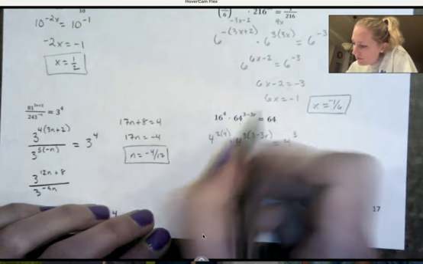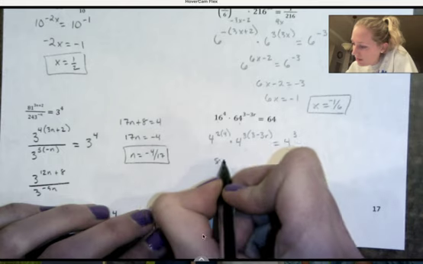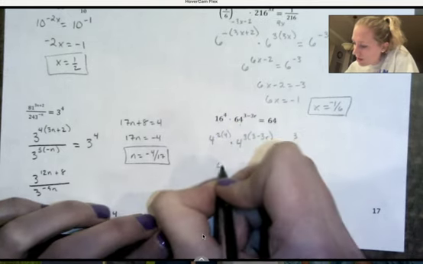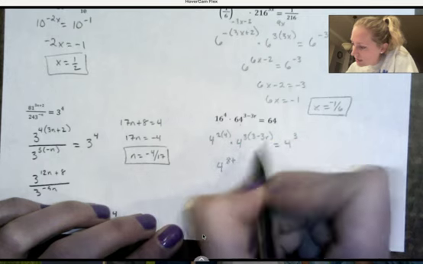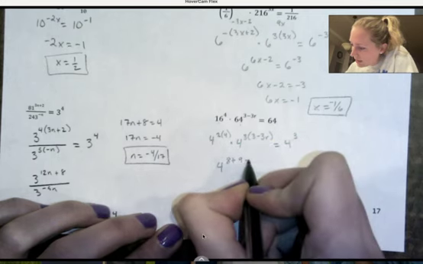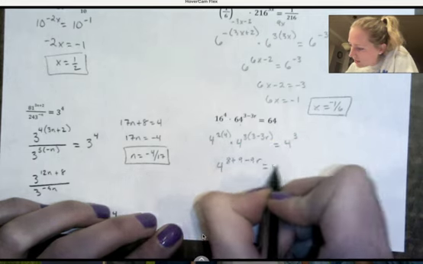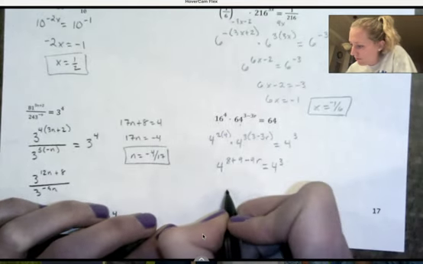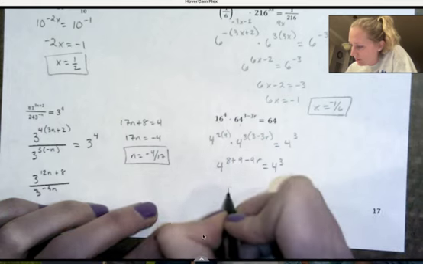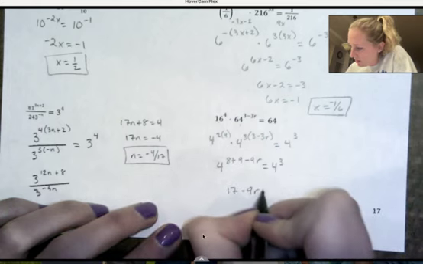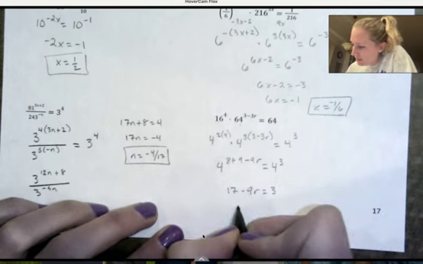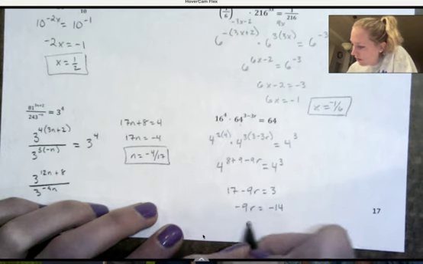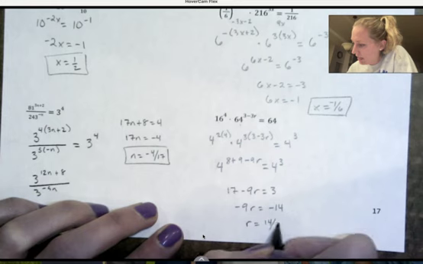Add these guys, so I have 8, okay, let's do this. 8 plus 9 minus 9r. So my bases match. So here I have 17. So I have 17 minus 9r equals 3. Subtract 17. So r is 14/9.